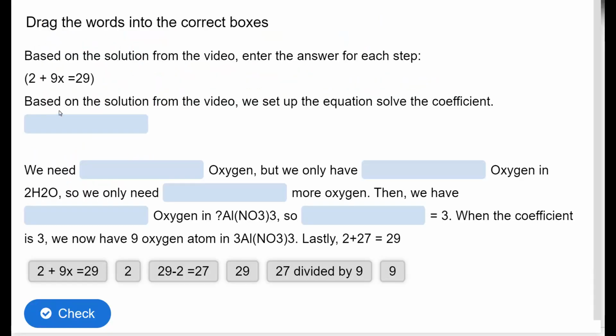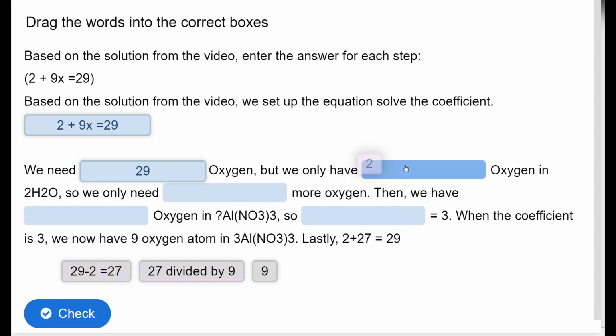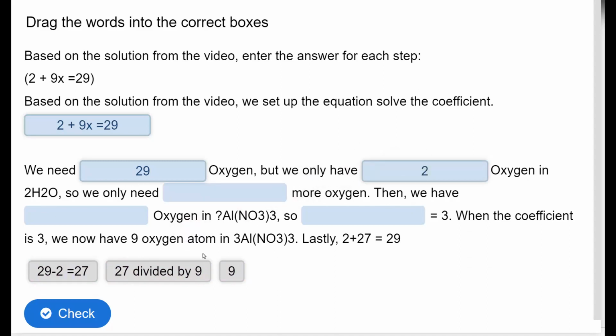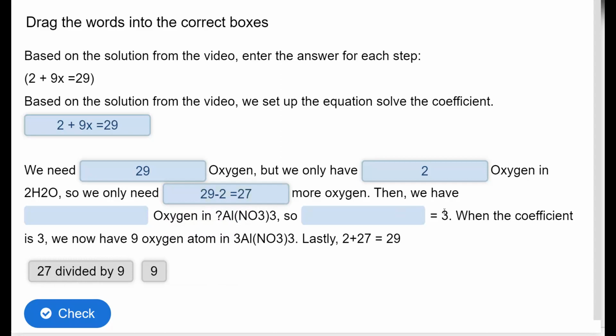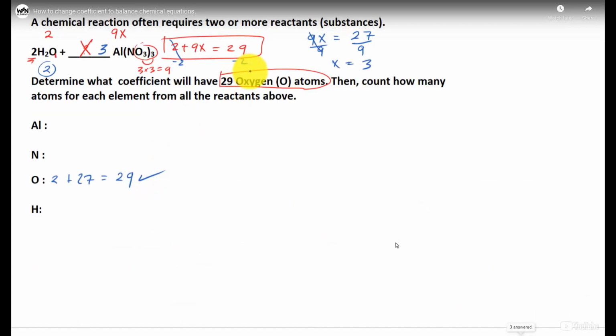All right, based on the solution from the video, we set up the equation 2 plus 9x equal to 29. We need 29 oxygen, but we only have how many? 2 oxygen from 2H2O. So we need 27 more, and I gave you the equation there. Then we have what? We have 9 oxygen coming from here, okay? So in this case, 27 divided by 9 gives you 3. This is exactly what we want.